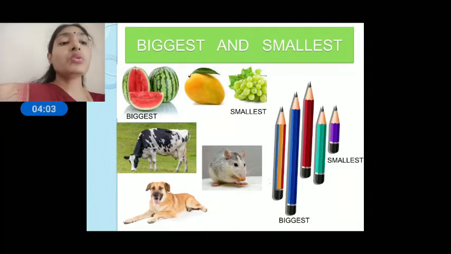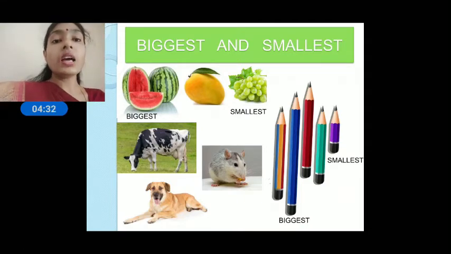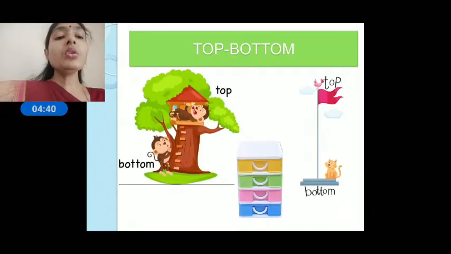Similarly, you can observe here so many pencils are there. How many pencils? Yes, 5. Among these 5, the blue one is biggest and the purple one is smallest. Similarly, among the three animals, this rat is smallest and the cow is biggest. So we can say it is among these three. Okay, but among all land animals, the elephant is the biggest animal. You should remember. Okay.